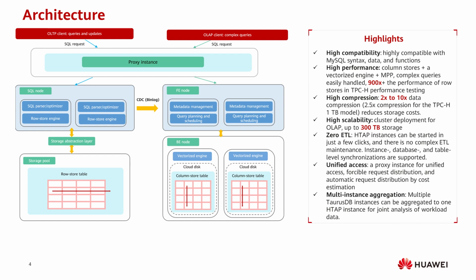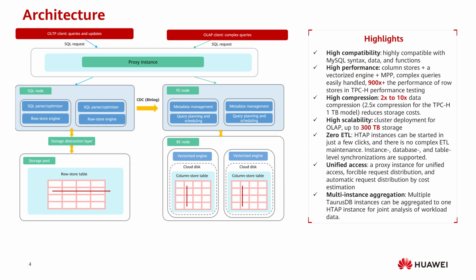You can enable bin logs for your TaurusDB instance and then synchronize data and operations to OLAP instances. Synchronized operations include inserting table, deleting tables, and changing table structures. After data is synchronized to OLAP instances, you can access the instances using the private IP addresses or proxy addresses of the instances for data analysis.